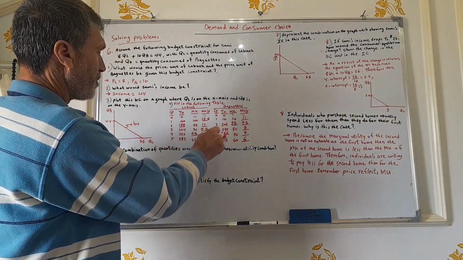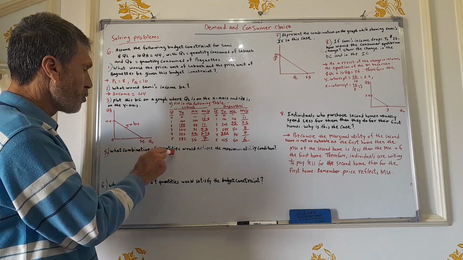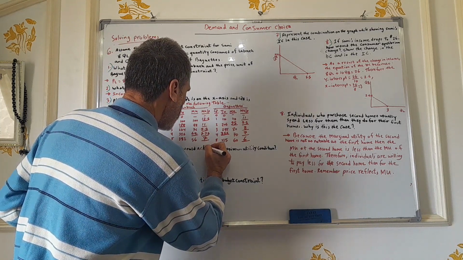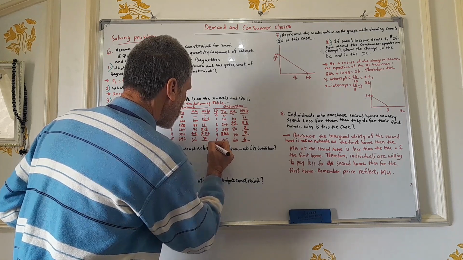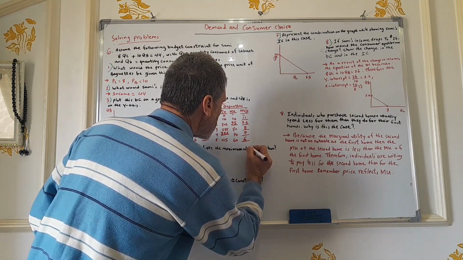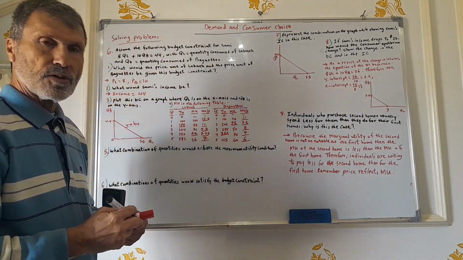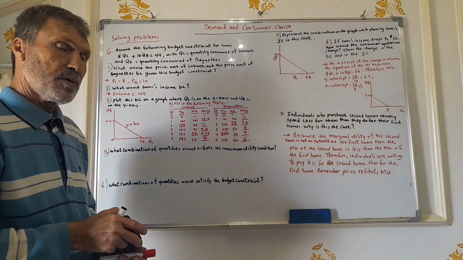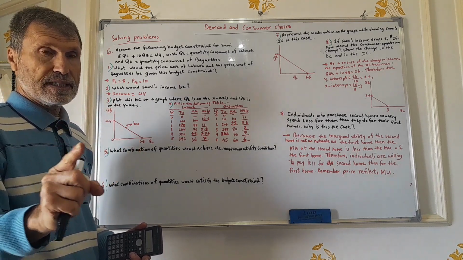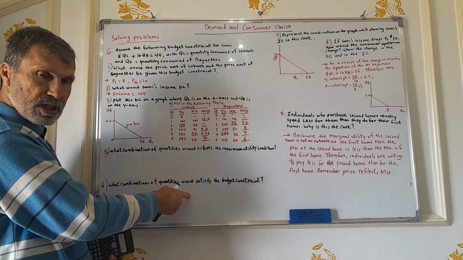Now, after finishing the table, we need to answer question 5. It says, what combination of quantities would attain the maximum utility? Of course, you remember two conditions must be satisfied in order to find the combination of the two goods that will maximize the consumer's total utility. This is the first condition, and in the sixth question, we'll give you the second condition.